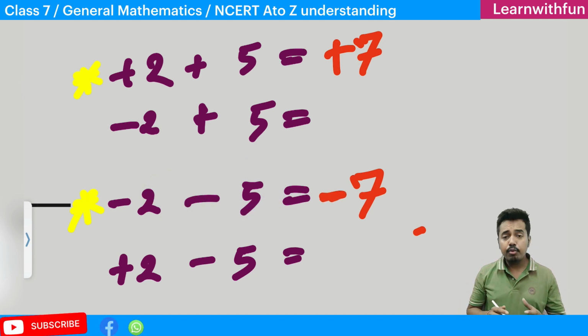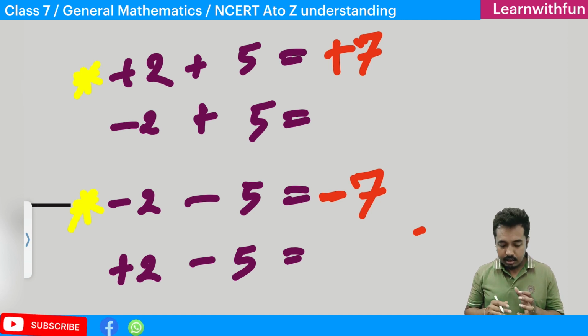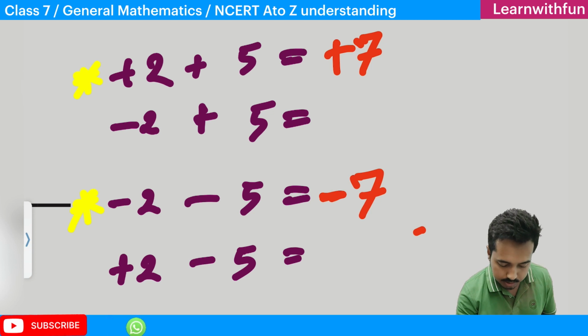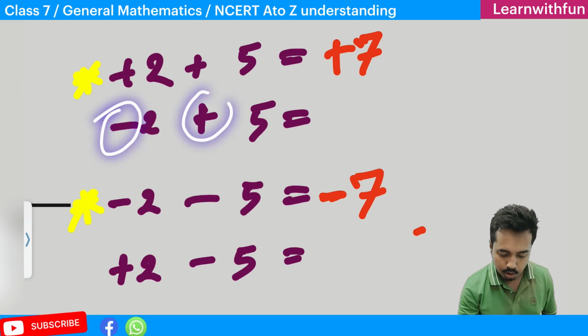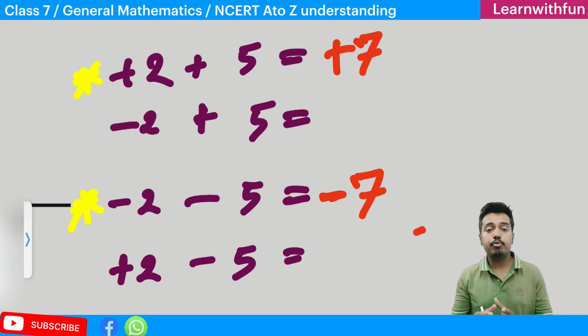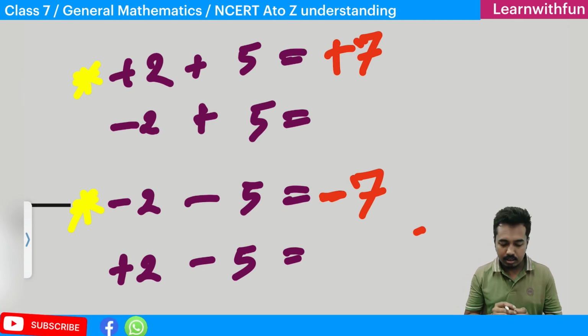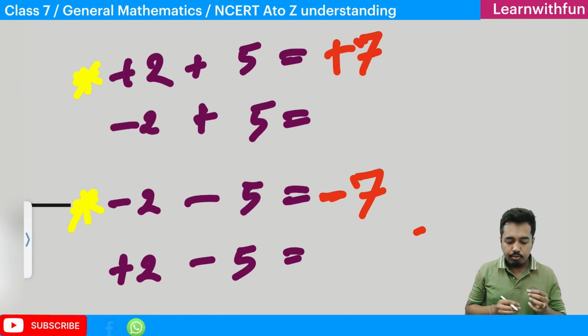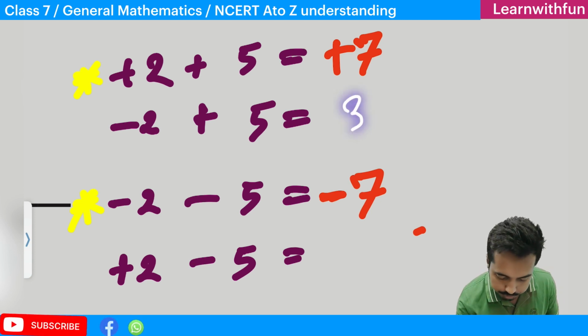But in the second and fourth case, you can see that the numbers have different signs before them. Before 2 there is a negative sign and before 5 there is a positive sign, right? So in that case, you will have to subtract the smaller number from the larger number. So you'll have to subtract 2 from 5. When you subtract 2 from 5, you will get 3.